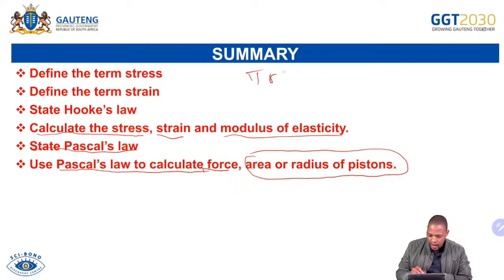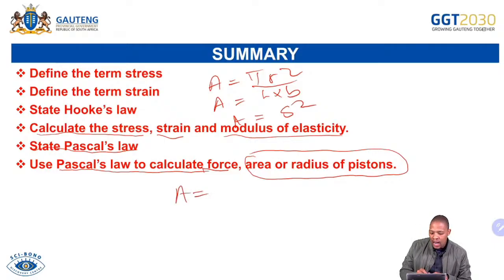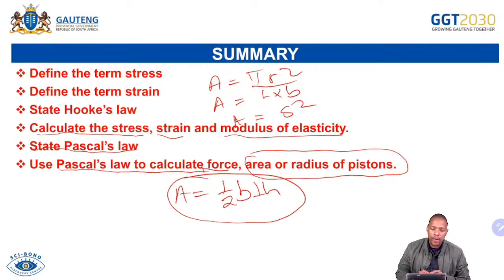Pi r squared. If not, length times breadth. If not, side squared. It's just these ones where you are calculating the area. If given the radius, it is obviously going to be these ones. So you can work through all of those. Please know these formulas: the area of a circle, the area of a rectangle, the area of a square. The formula for the area of a triangle is half base times the perpendicular height. Just in case. I doubt this will ever happen, but just in case.